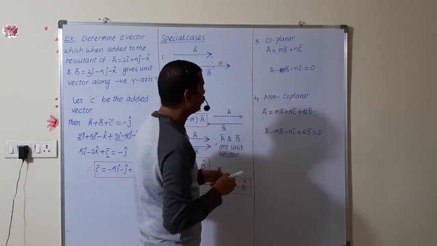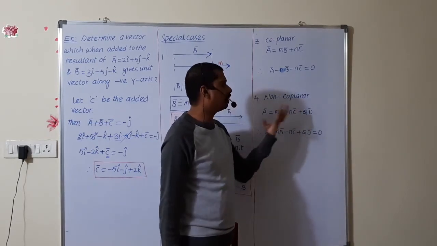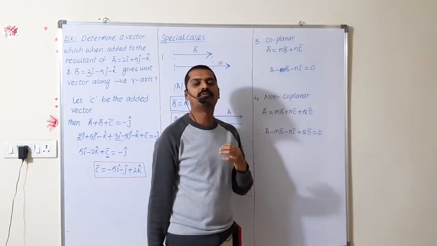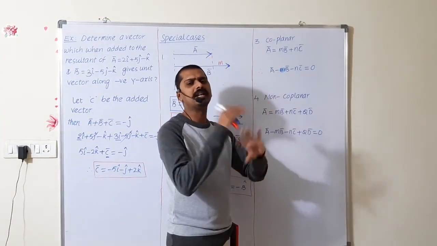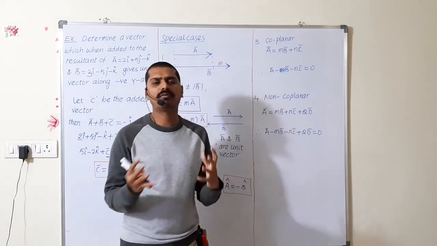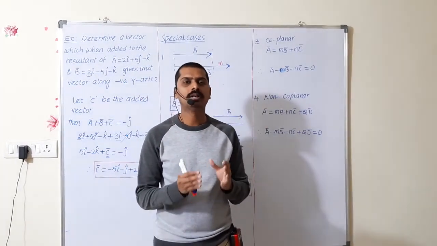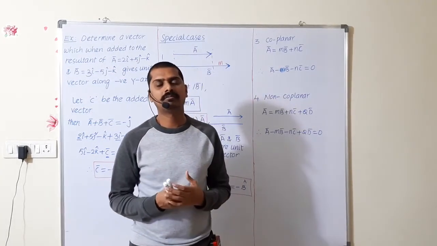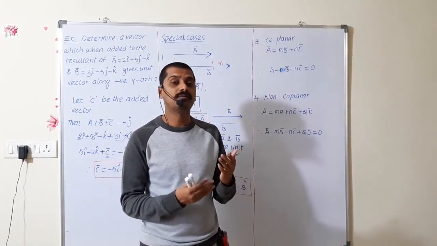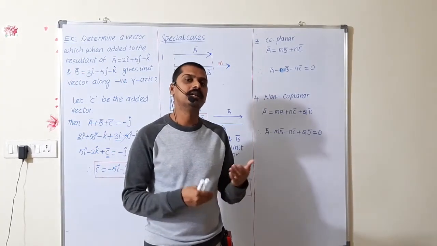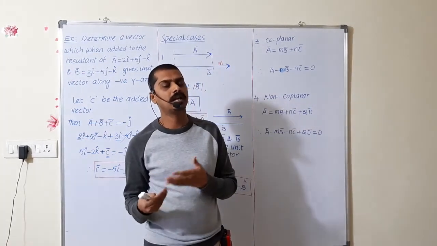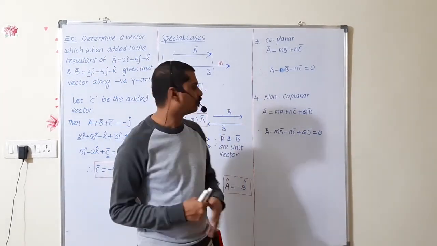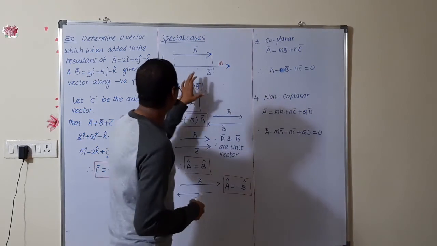Again, there is a minimum number of vectors for the resultant. If these four vectors sum to 0, the minimum of four vectors is required. If you want the sum of three vectors to be 0, three vectors are required. If I take four vectors, four vectors are required to make the sum equal to 0. These are the things you have to remember.